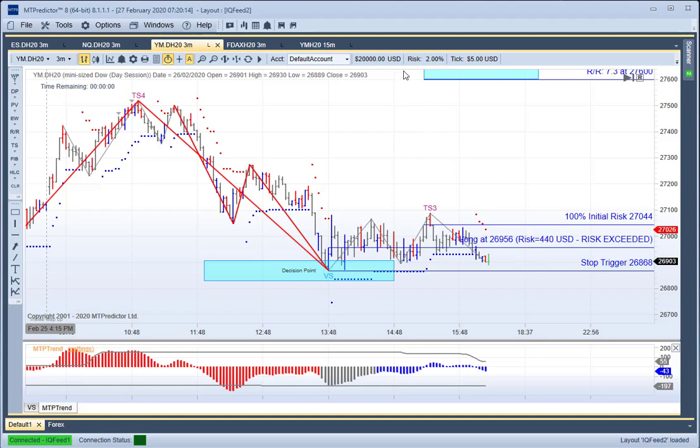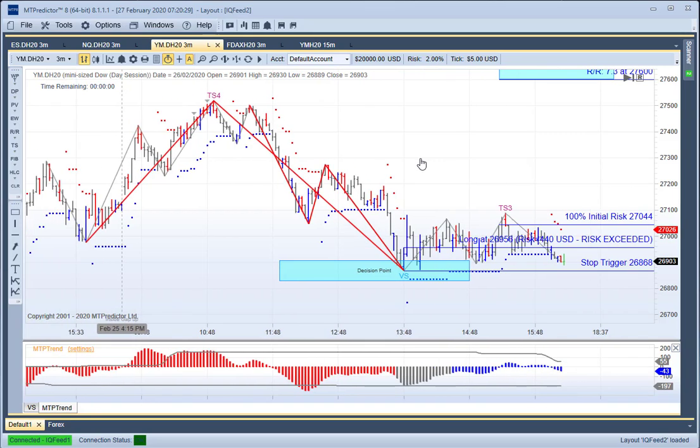It was $440, which is greater than $400, i.e. the 2%. So if you were following MTPredictor properly, you wouldn't have even taken that trade in the first place. You wouldn't have taken that TS3 sell because that was against a blue MTP trend. So as you can see, risk exceeded, not taking it.